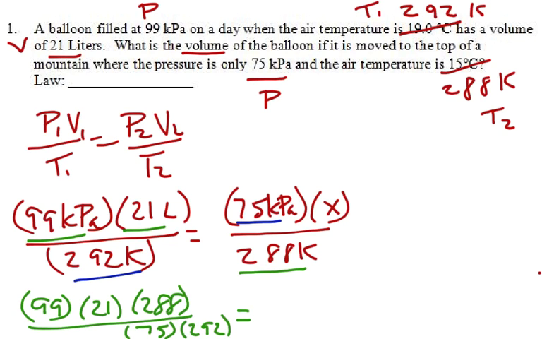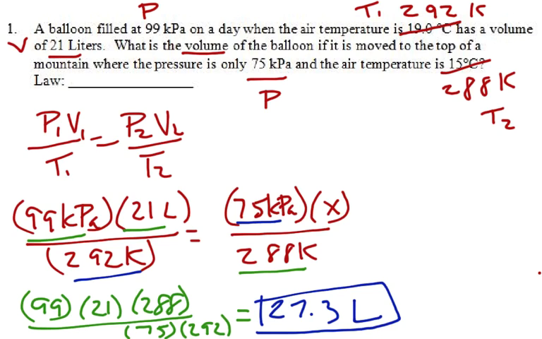When I get all done with that, I get an answer of 27.3, and I was looking for liters, so that's 27.3 liters. So my kilopascals are crossed out, my Kelvins are crossed out, all I have left is liters, and that's my answer. So I was using the combined gas law.